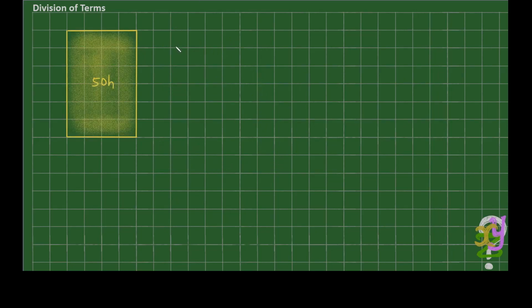This rectangle represents 50h. And for whatever reason, I want to divide it by h. What do I need to do here? How do I express this? Well, once again, fractional notation to the rescue. 50h will be above the line and h will be below the line. h divided by h is 1. Recall that anything divided by itself gives 1. So in essence, I have 50 multiplied by 1, which is 50.